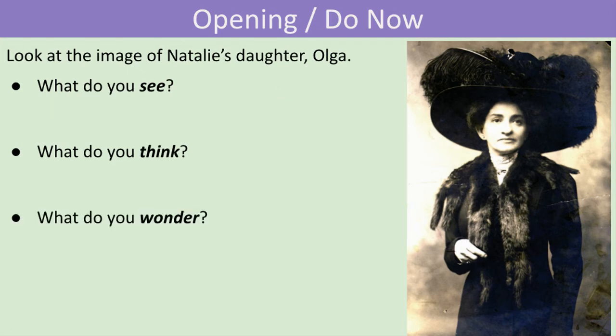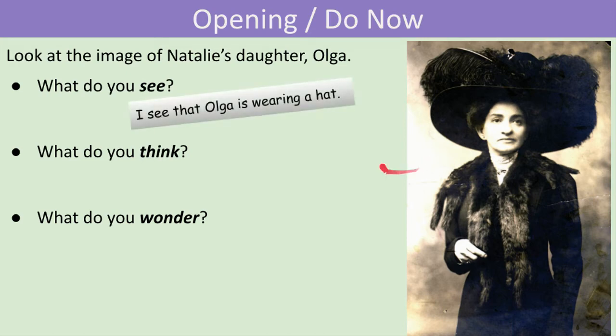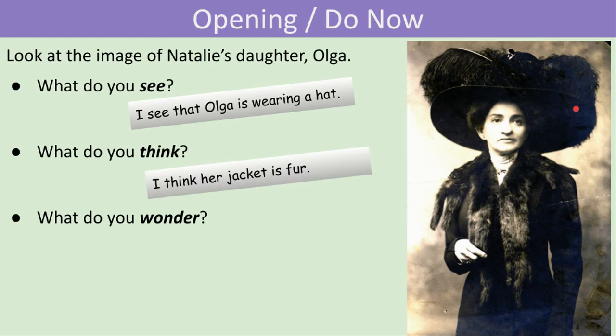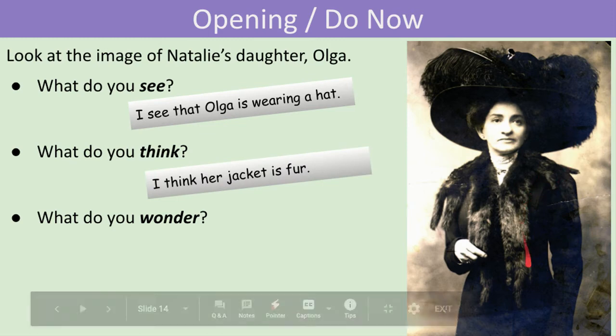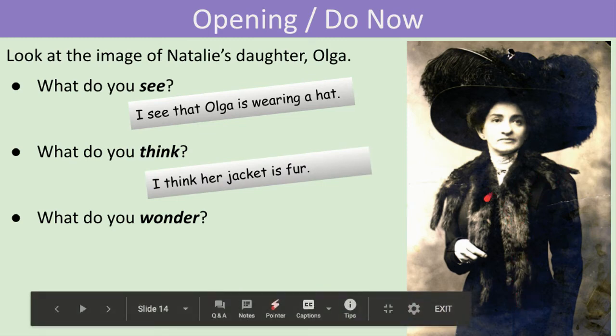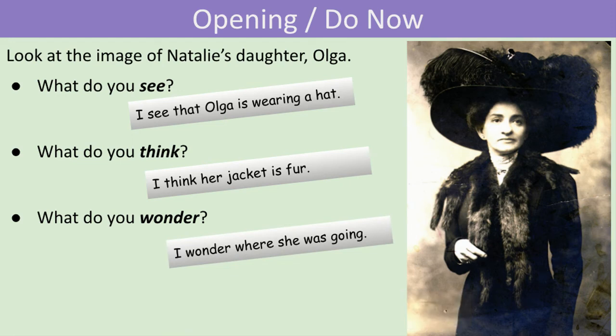So I wrote some sentences based on what I saw, what I thought, and what I wondered. So what do you see? I see that Olga is wearing a hat. So this is a hat here. It's a pretty big hat, so she's wearing a hat. What do I think? I think that her jacket is made of fur, so I look here. This looks like fur to me. So I made that observation about what I think. What do I wonder? I wonder where she was going in this outfit.